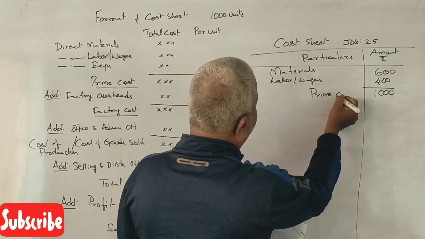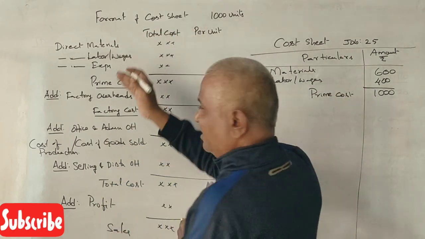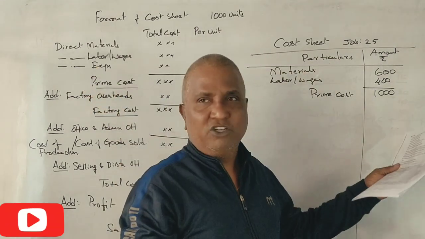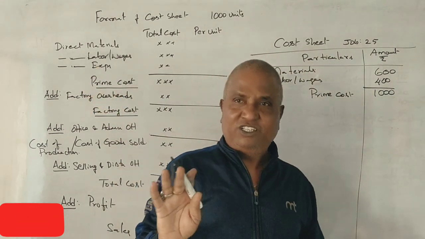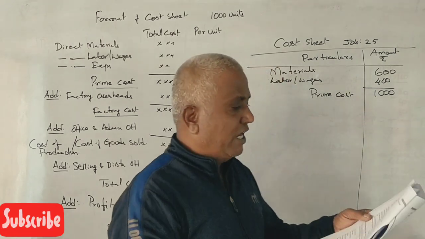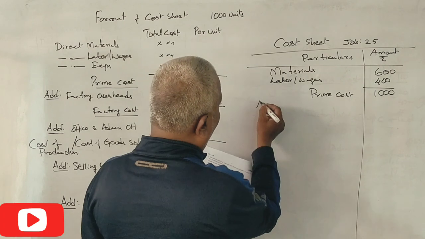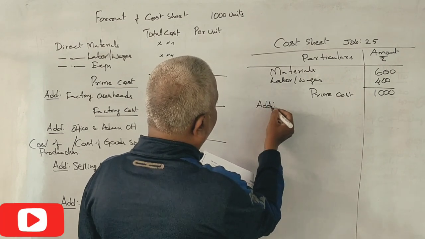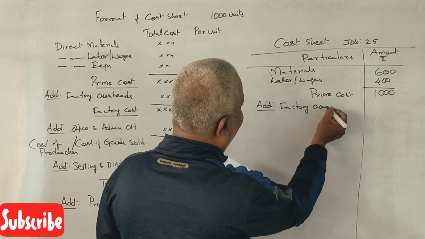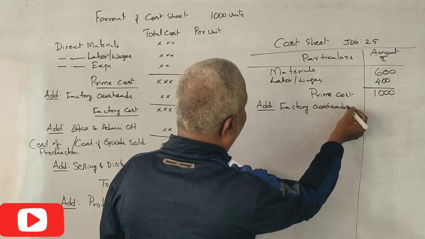Look at the other side of the cost sheet format. Direct expenses is there, but here it is not there. He has not given it in this question. Now, what is next in the pro forma? Factory overheads.